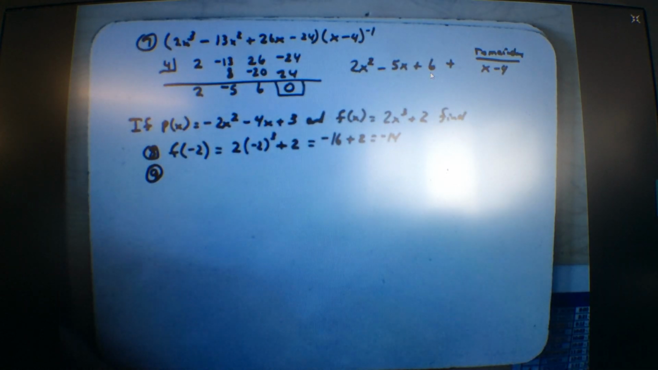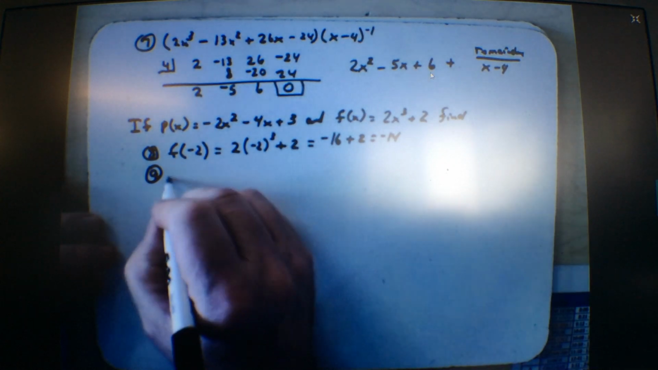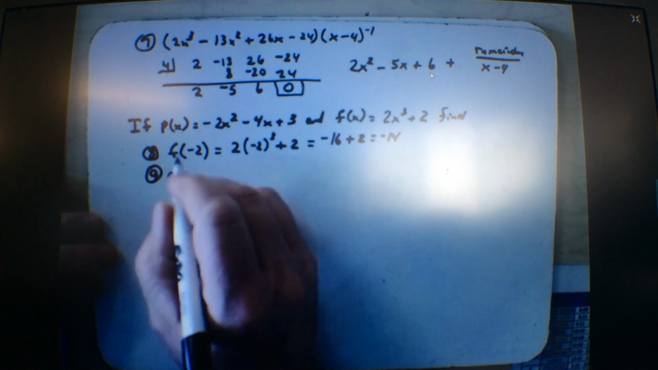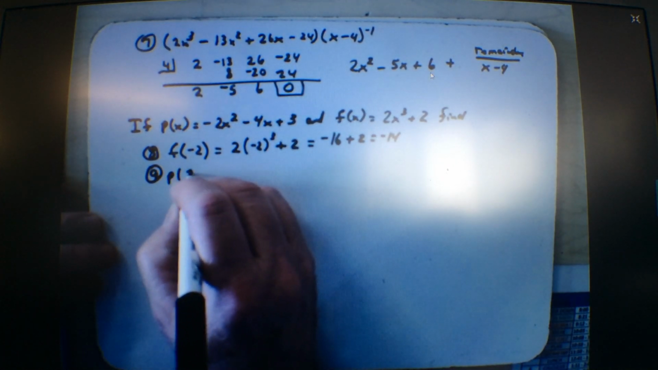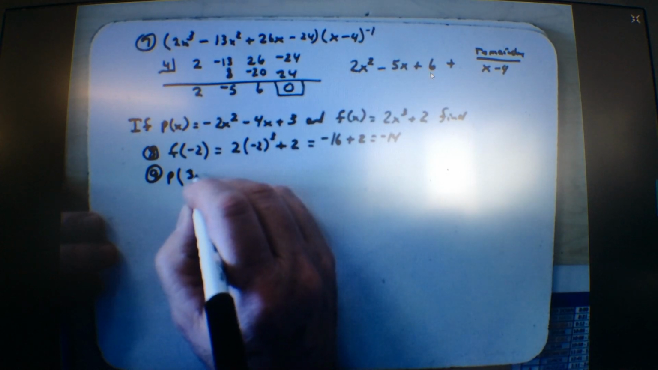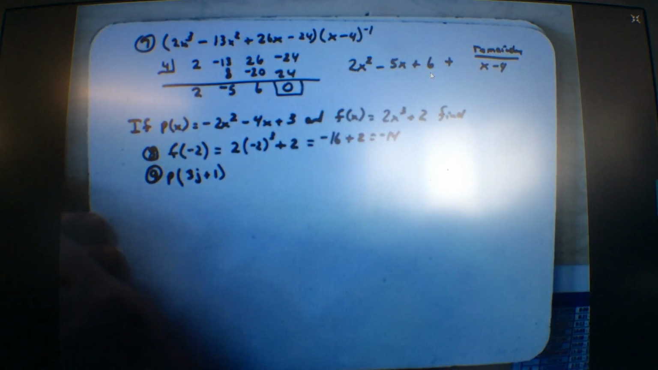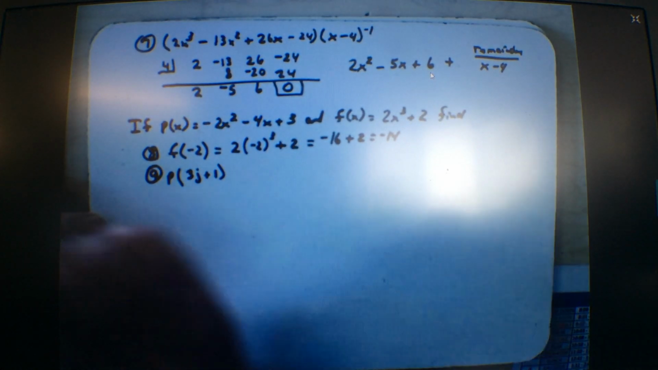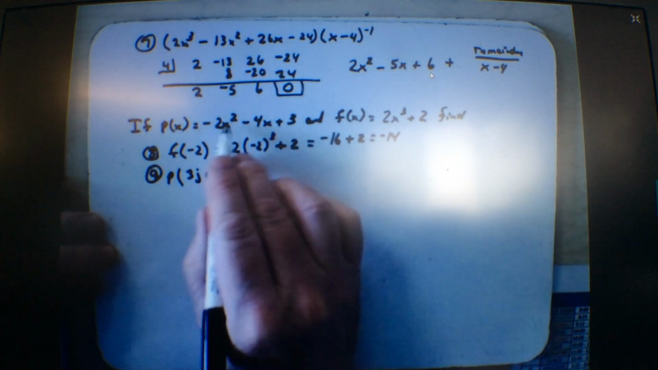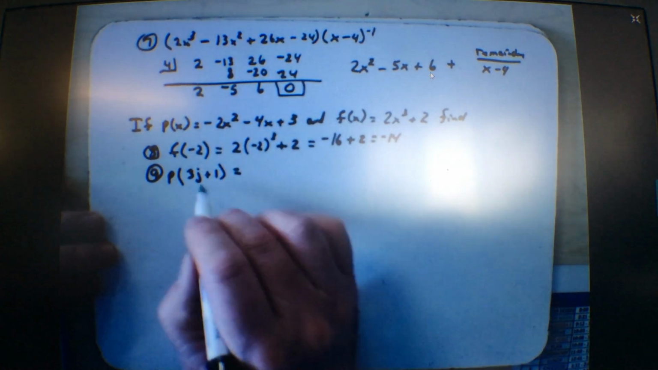All right, number 9 then, okay? Number 9 is, let's say that we better do a P of x one, right? Let's make it a little harder. Let's go P of x, or P, something like this. 3j plus 1. How do we do that? That's a great question. So for all the x's in here, I'm going to put in this.